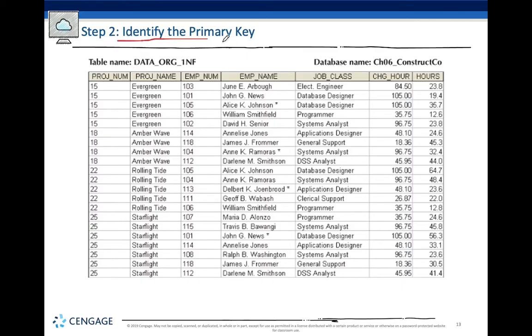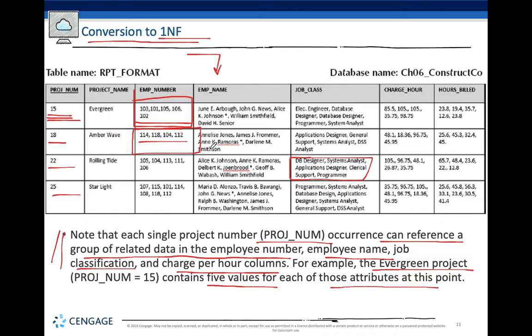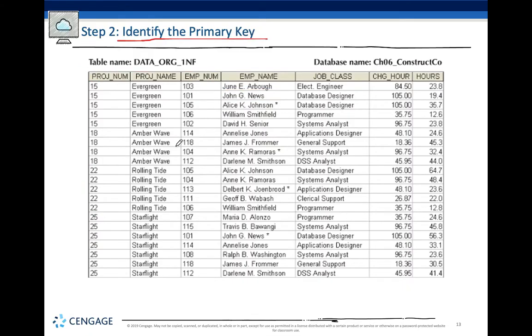Step 2 is about identifying the primary key. Initially, when you look at the data, you might have thought that project number can be the primary key. But after eliminating repeating groups, can you use project number as the primary key? The clear answer is no, because project number 15, for example, can refer to any one of 5 rows. So project number alone is not a primary key. Then what is the primary key for this table?